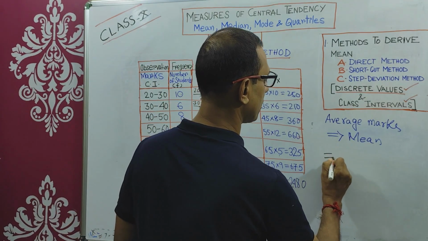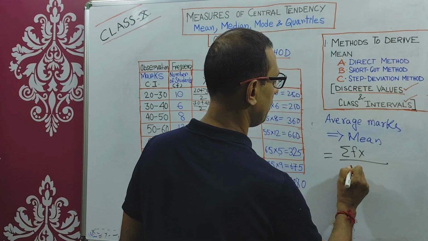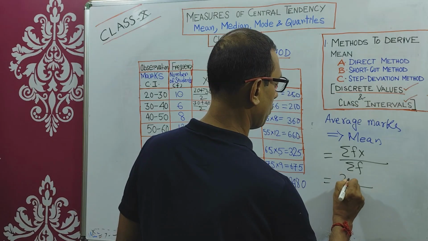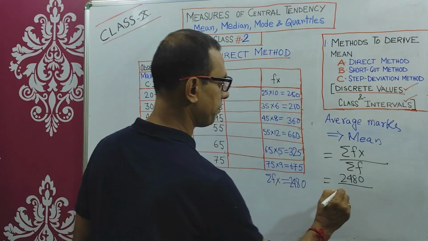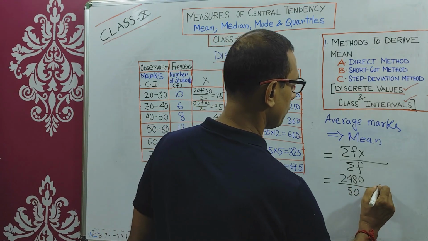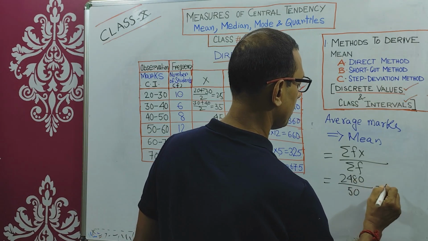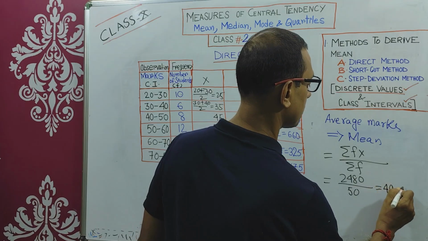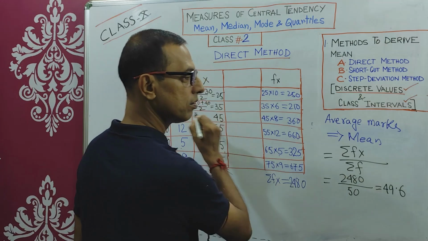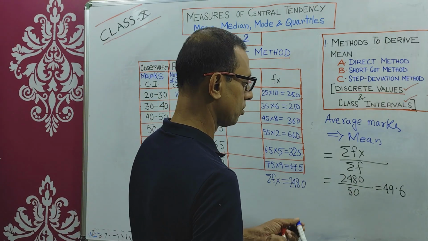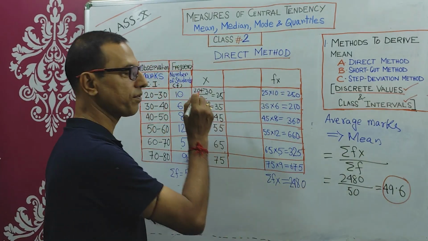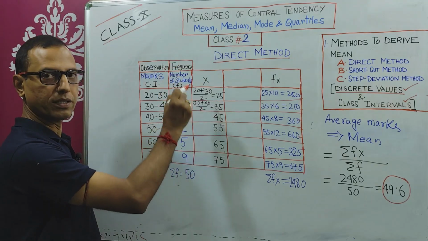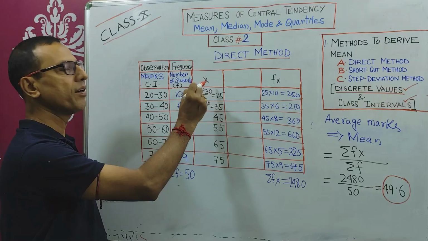So what is the average marks? Average marks equals summation of fx divided by summation of f, the total number of observations, that is the total number of students. That means 2480 divided by summation of f, which is 50, that is equal to 49.6. So the average marks is 49.6, that is the mean, right? So this is your answer. So for class intervals you will find out the mean. When you calculate the mean through the direct method, there you need to find out the mean, right?